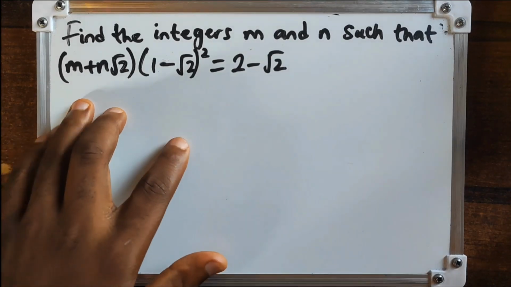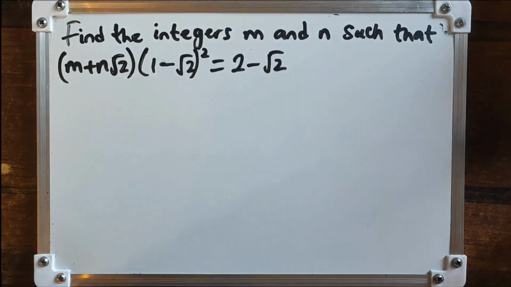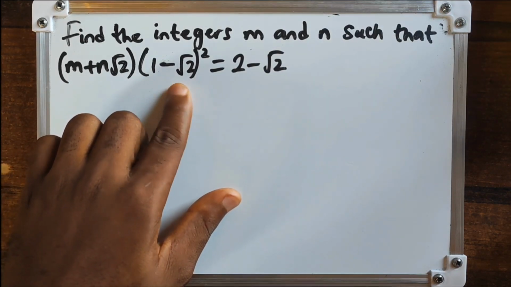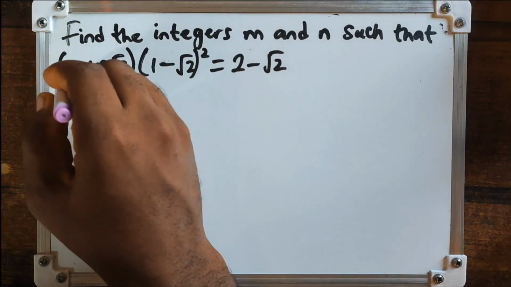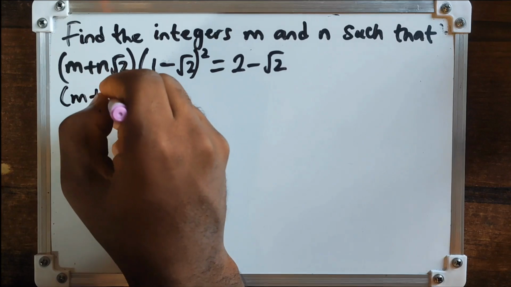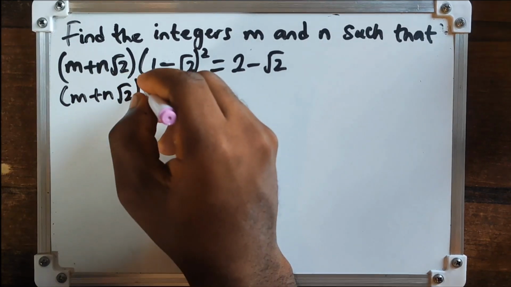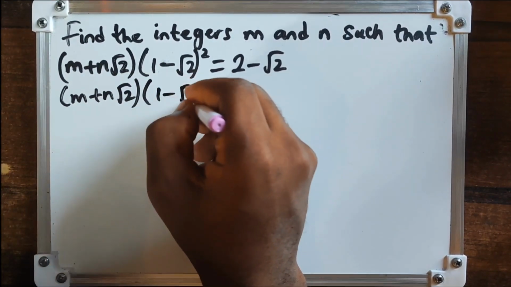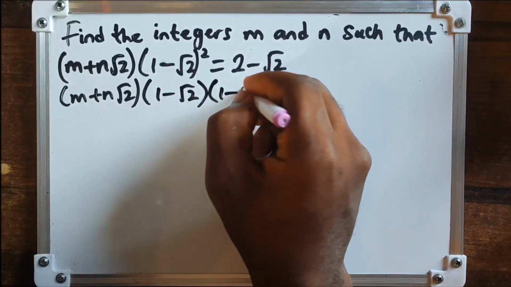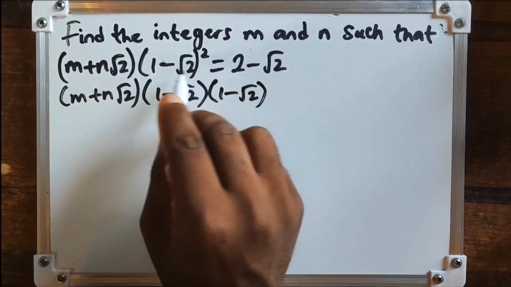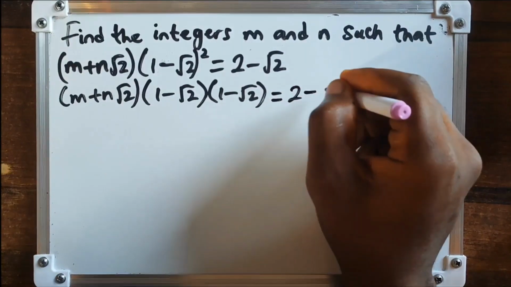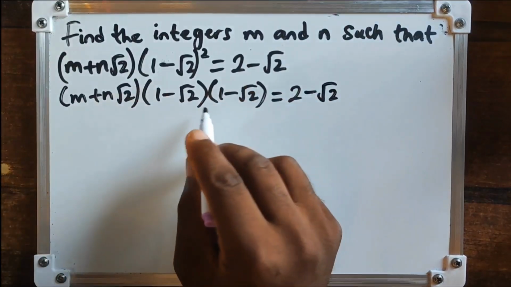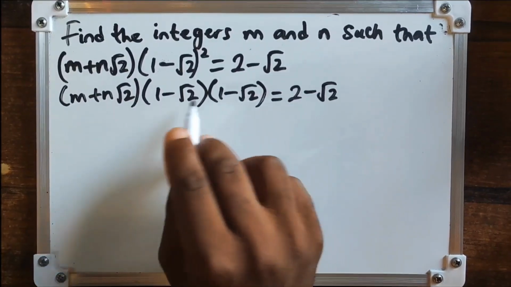How do you find the value of m and n in this kind of situation? Now, the first thing you want to do is to evaluate (1 minus root 2) squared, so trying to get rid of the power. So I'm going to have (m plus n root 2) into bracket 1 minus root 2 into another (1 minus root 2). Since the square means you have the bracket multiplied with itself, then this is equal to 2 minus root 2. So we are going to now go ahead to multiply out these two brackets.